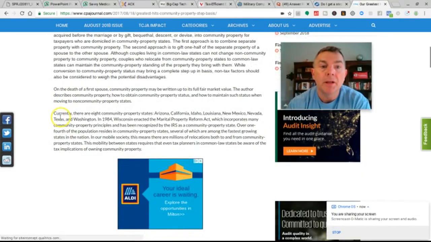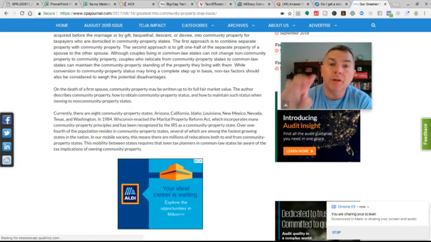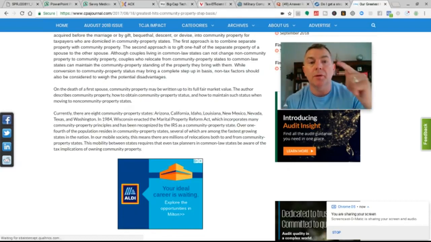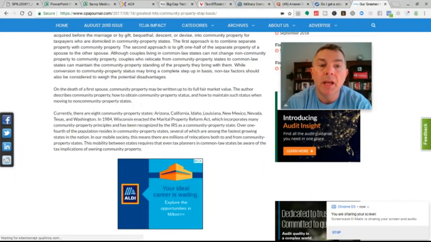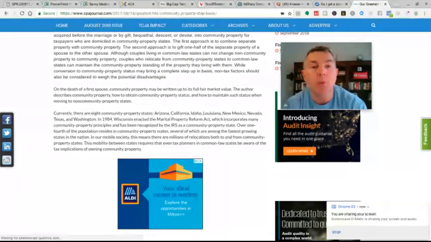Currently, there are 8 community property states: Arizona, California, Idaho, Louisiana, New Mexico, Nevada, Texas, and Washington. In 1984, Wisconsin enacted the Marital Property Reform Act, which incorporates many community property principles and has been recognized by the IRS as a community property state.